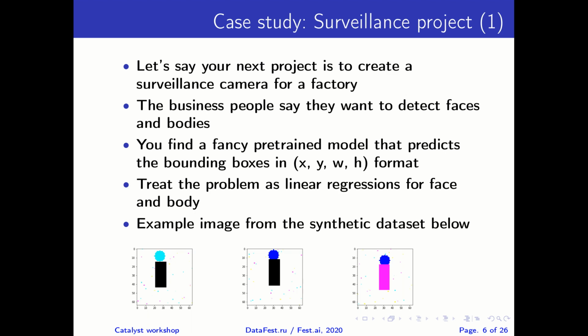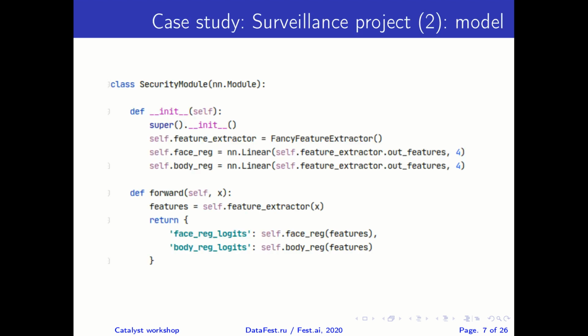So you found them, and here are example images from the synthetic dataset. Basically the rectangle is the body and the circle is the face. So yeah, in this case study I'm going to show it through a synthetic dataset to avoid any sort of personal data issues, and for quick convergence, so that you can quickly see what is going on.